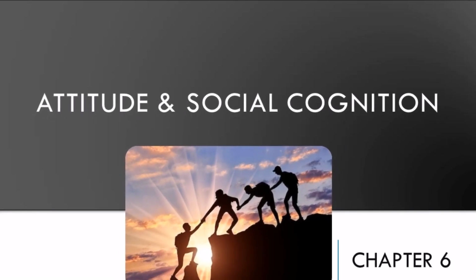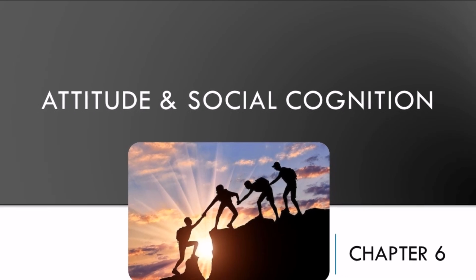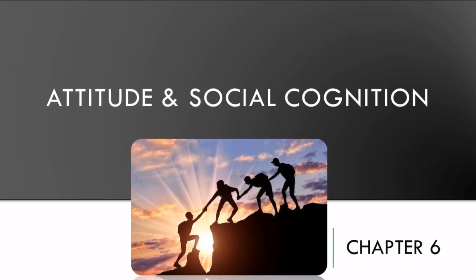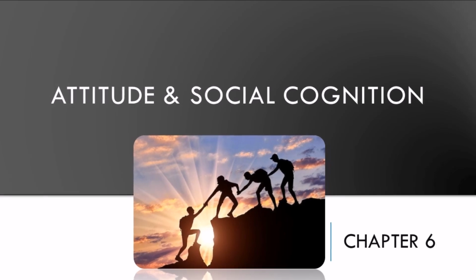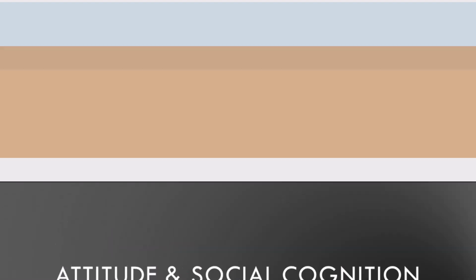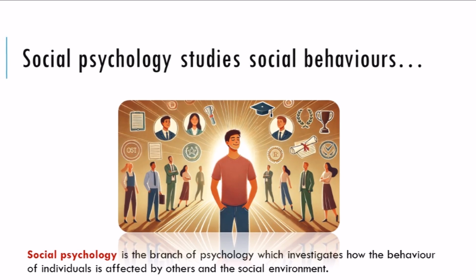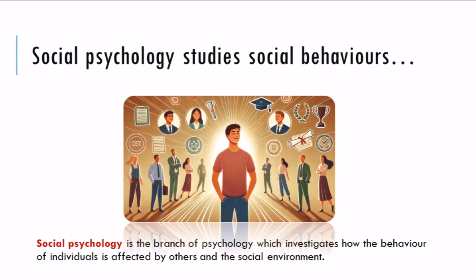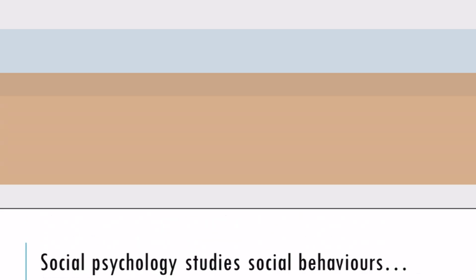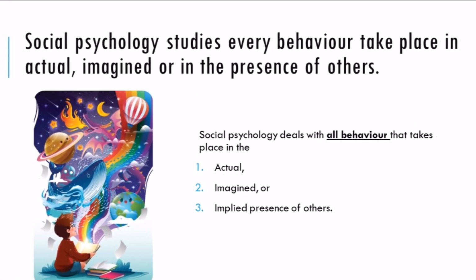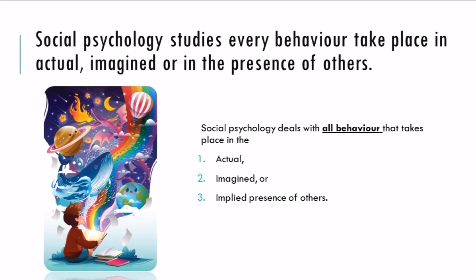Today, we will dive into the fascinating topics of attitude and social cognition. Understanding these concepts is crucial for grasping how we interact with others and form our views of the world. Social psychology is the branch of psychology that investigates how individuals' behavior is influenced by others and the social environment. It studies behaviors that occur in the actual, imagined, or implied presence of others.